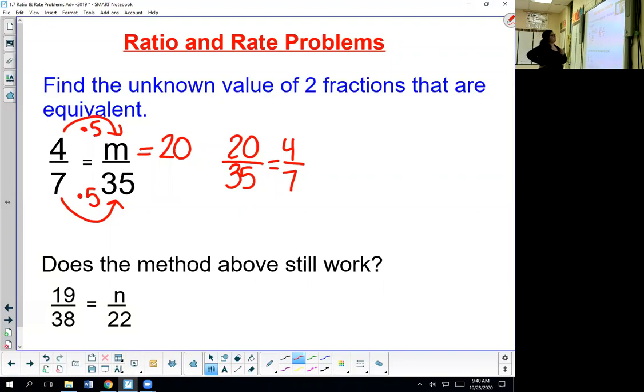There are other ways to do that as well, to see which one's equivalent, but that's what I'm going to stick with for that one. Okay. Now let's look at this one. Does that method still work here? Is there a way for me to see a relationship between the two things that I know here? In this case, I don't. There's no way I can go from 22 to 38. Well, there is a way, but it would be a decimal.